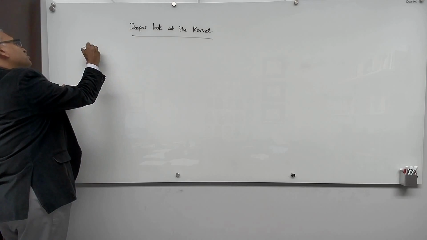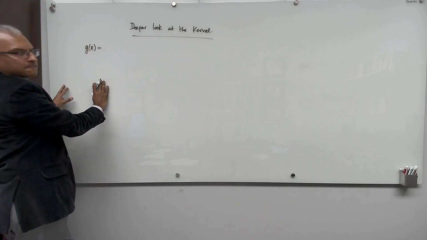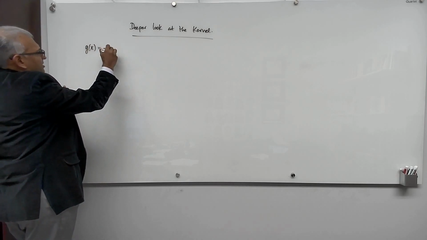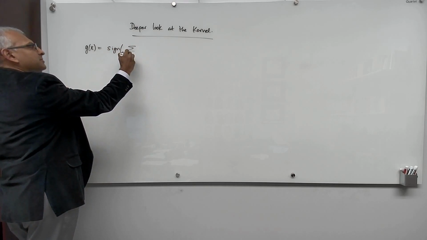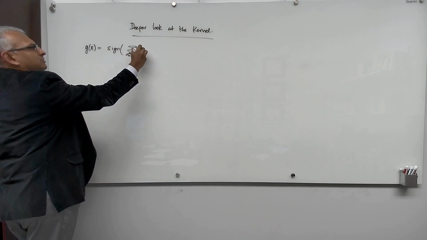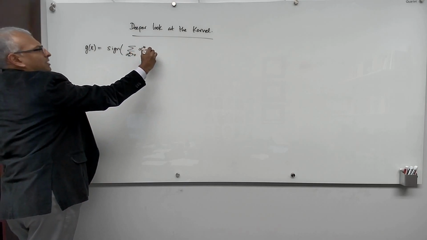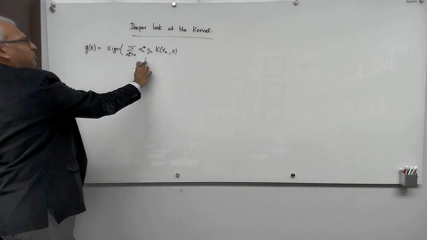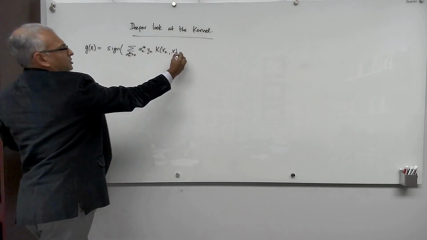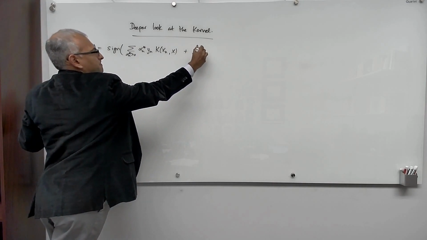So the final hypothesis g of x is essentially an expansion over your support vectors, alpha n star greater than 0, alpha n star, y n, kernel of x n and x. So x n is the data point, the support vector, and x is the input, plus b star.